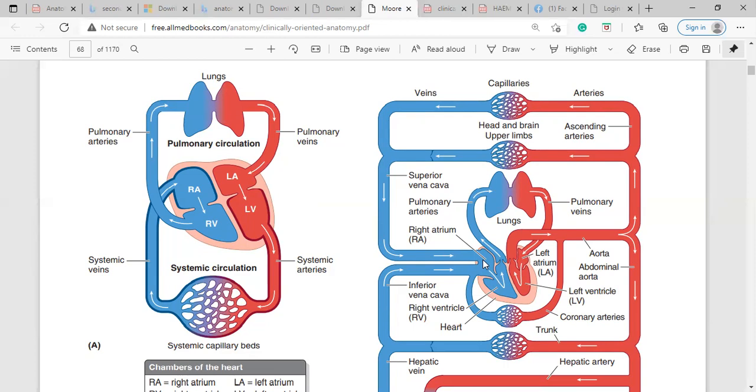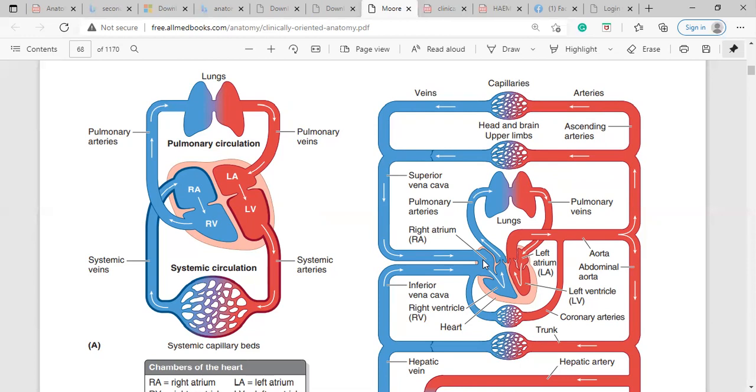Then we said the veins return blood to the heart. They carry deoxygenated blood, except the pulmonary vein. And the veins do not have thick walls. And the reason they don't have thick walls is because they carry blood at low pressure, okay? And so we have smaller veins that are called venules. And the largest veins in the body are called the superior vena cava and the inferior vena cava.